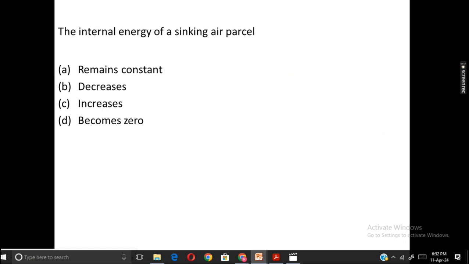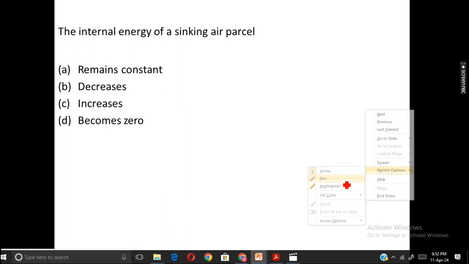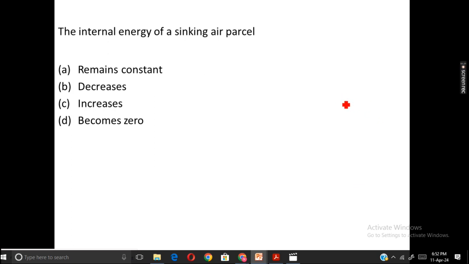Now, the next question is about the internal energy of a sinking air parcel. Sinking means moving down in the atmosphere. First let us consider the condition for a rising air parcel. As we go up, the pressure in the atmosphere is decreasing. If this is the pressure at the surface, P1, as we go up the pressure decreases to P2. If the pressure is decreasing, the volume will increase since they have an inverse relationship. Volume will be high as the parcel is rising.